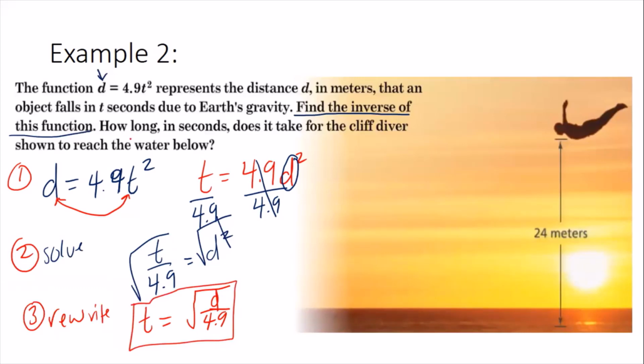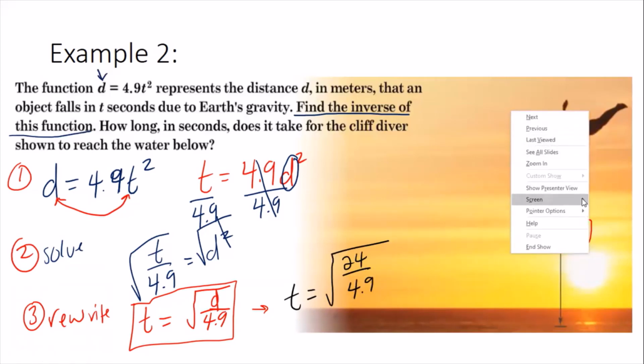And now let's answer the question. How long in seconds does it take for the cliff diver shown to reach the water below? Well, how far does the cliff diver have to go? 24 meters, right? So that means all I have to do is plug in 24 to find its time. So we have t equals the square root of 24 divided by 4 9/10. I'm going to pull out my handy dandy calculator.